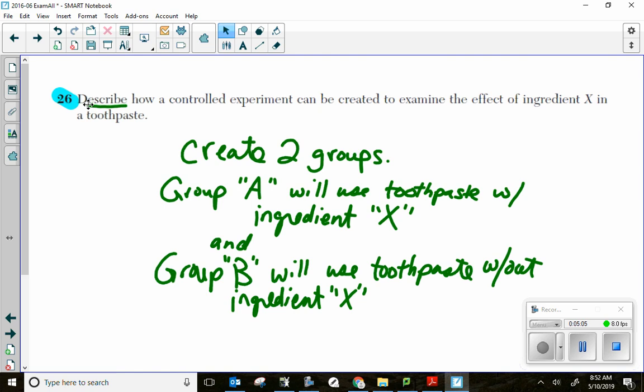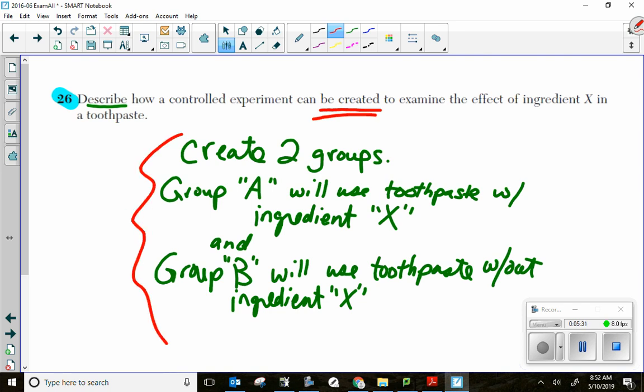I give them both toothpaste. One group, group A, has this ingredient X in the toothpaste. The other group, group B, uses toothpaste that does not have the ingredient X in it. I mean, you don't have to write a 100-page thesis about how I've taken my data and gone to Harvard and Yale and we are analyzing the statistics. No, stop. How can this experiment be created? You just created it. I created two groups. One of them is using toothpaste that has an ingredient in it. The other group is using a toothpaste that does not have that ingredient in it. That's it. Done. 2 points.